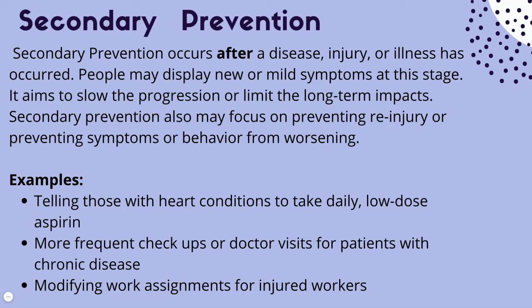So that would put them in that secondary prevention phase, but we want to modify their work for them so they don't get re-injured, right? If someone has say a broken leg, we're going to make accommodations for them. We're going to allow them to take the elevator. We're not going to want them to be on their feet on this broken leg so that their injury could get worse. So that's secondary prevention.